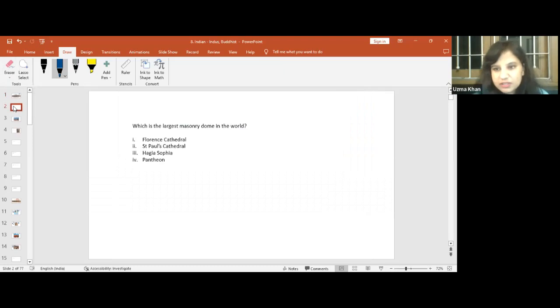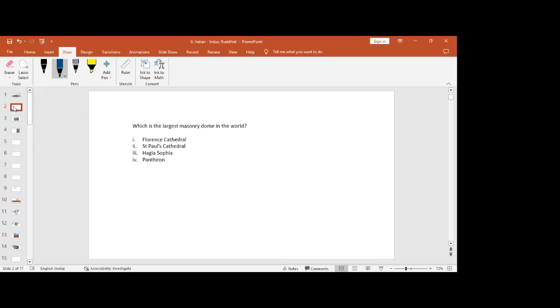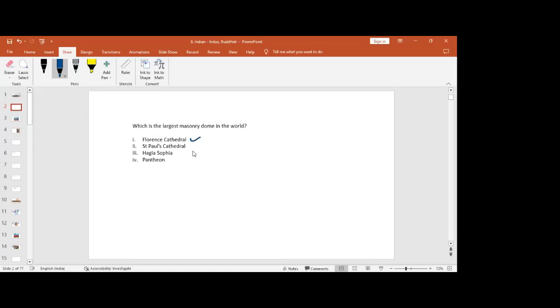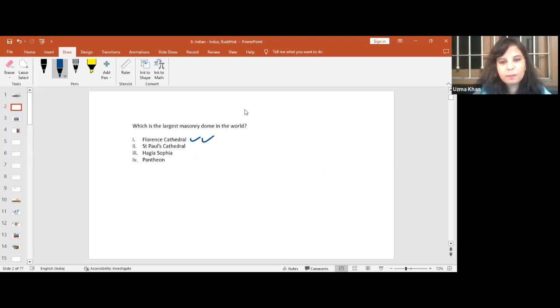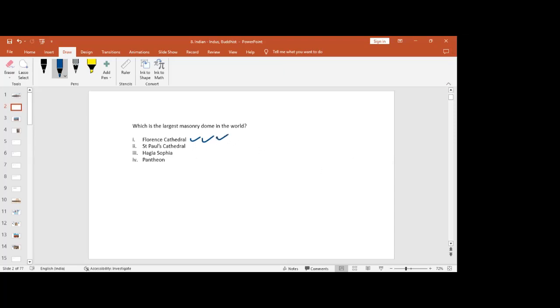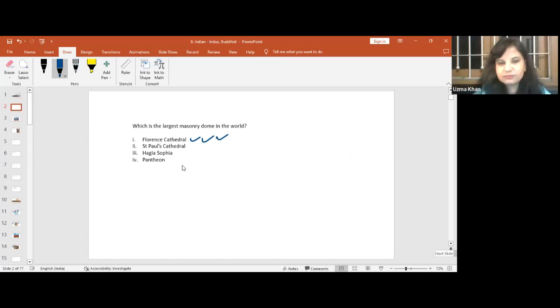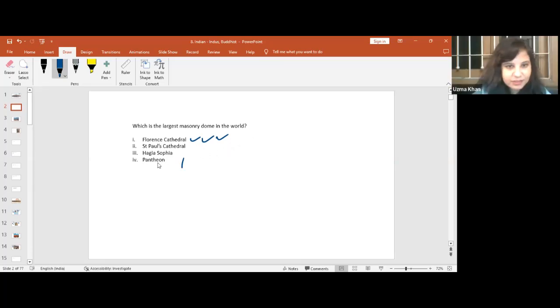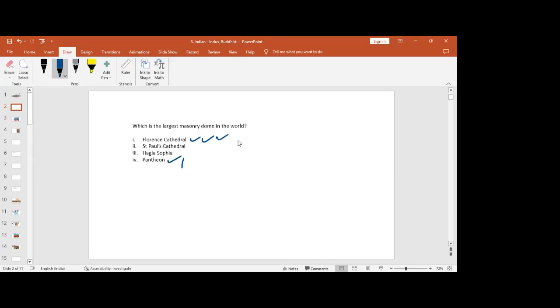So the first question, which is the largest masonry dome in the world? Please volunteer yourself if you know the answer, or else I'll ask any which way. So maybe Shruti, which is the largest masonry dome in the world? Florence Cathedral. Okay. Adil? Ma'am, Florence Cathedral. Okay, Shruti? Anvesha? Florence Cathedral. Okay, Ritu and Lavanya. Yes, Lavanya. Pantheon. Okay, Pantheon. Okay, Ritu. It's Pantheon.